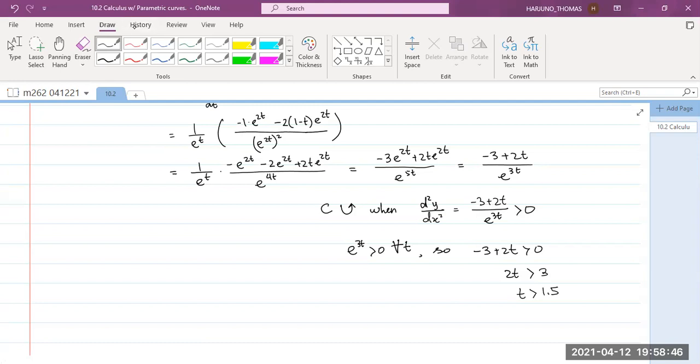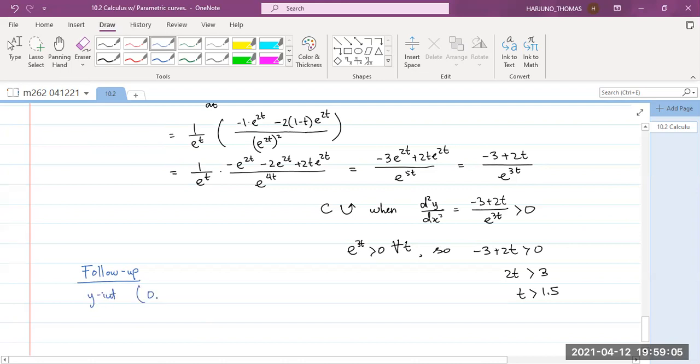Now, follow up. Let's find those important coordinates. For example, do we have a y-intercept? The y-intercept is when x equals 0, right? But when x, e to the t, equals 0, there's no such thing. Right?